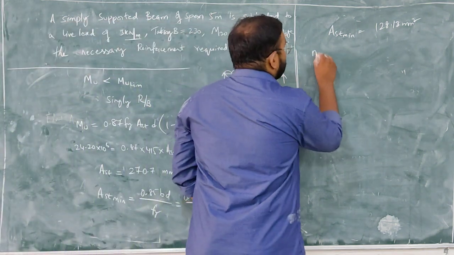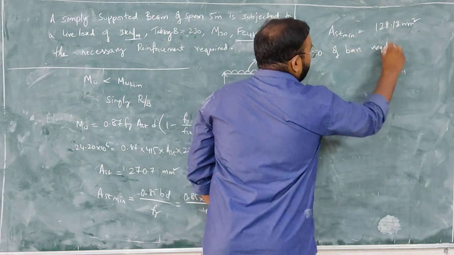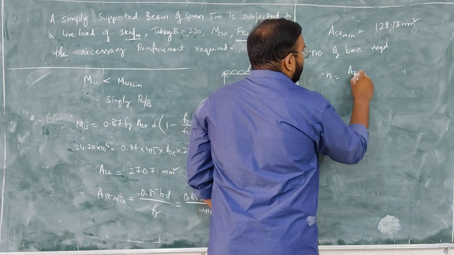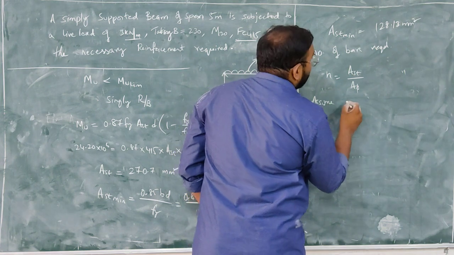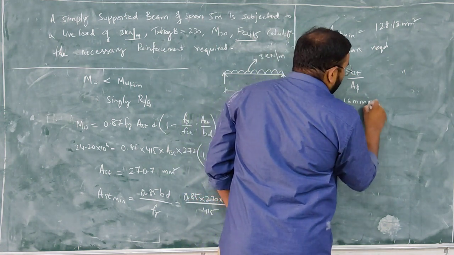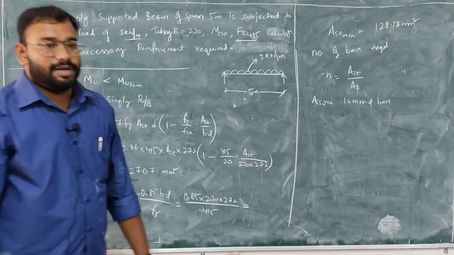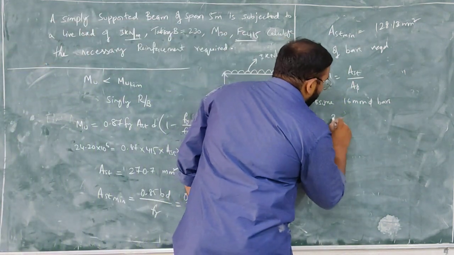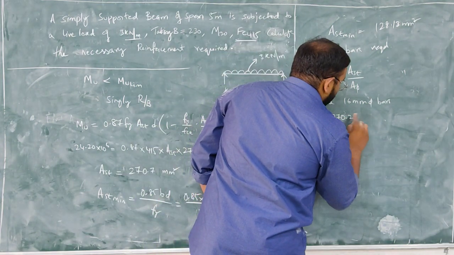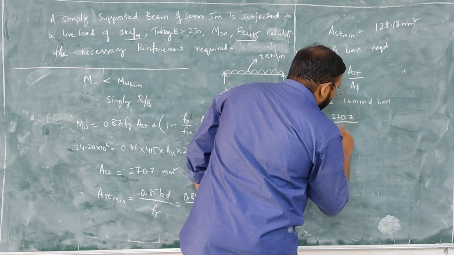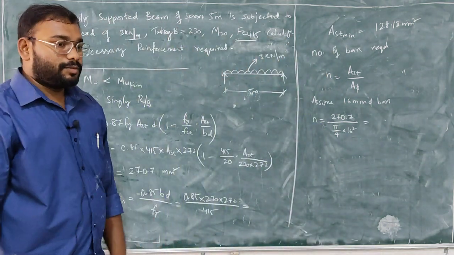Now, number of bars. Number of bars required, N is equal to Ast by A phi. So assume 16 mm diameter bars. Okay, assume 16 mm diameter bars. So N will be equal to 270.7 divided by pi by 4 into 16 square.